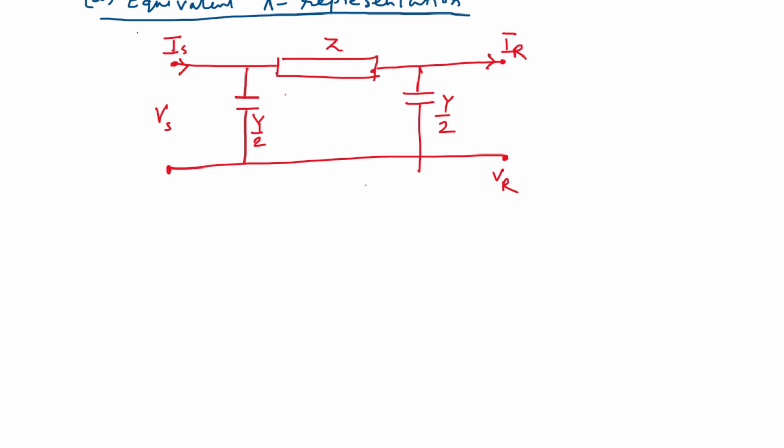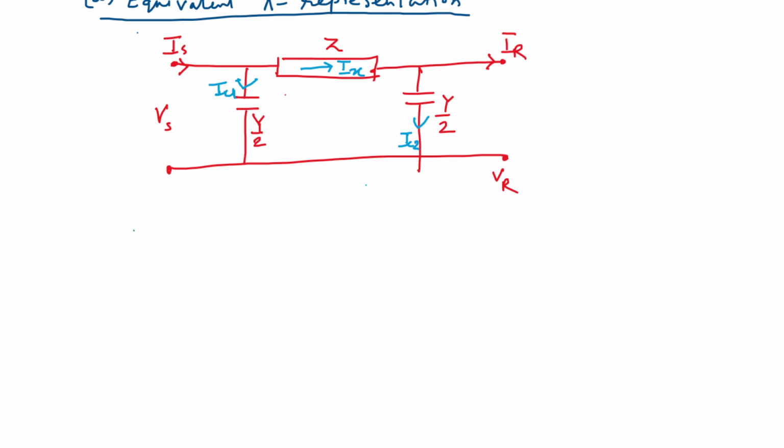Let us say this current is IC1 and this current, let us say IC2. And let us say this current through the impedance is IX. So we can quickly write down some standard equations for this circuit.